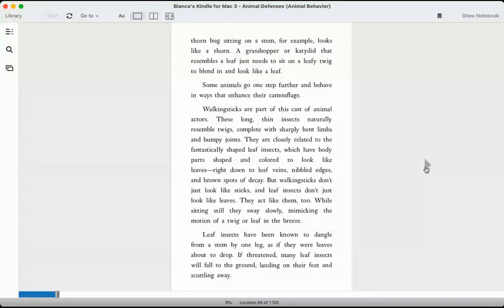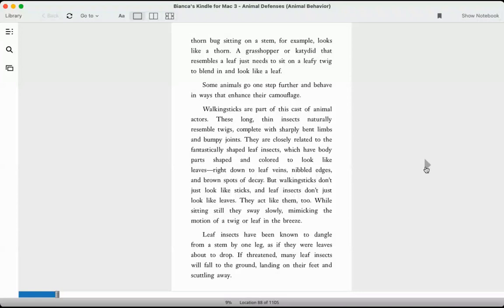Walking sticks are part of this cast of animal actors. These long, thin insects naturally resemble twigs, complete with sharply bent limbs and bumpy joints. They are closely related to the fantastically shaped leaf insects, which have body parts shaped and colored to look like leaves, right down to leaf veins, nibbled edges, and brown spots of decay.